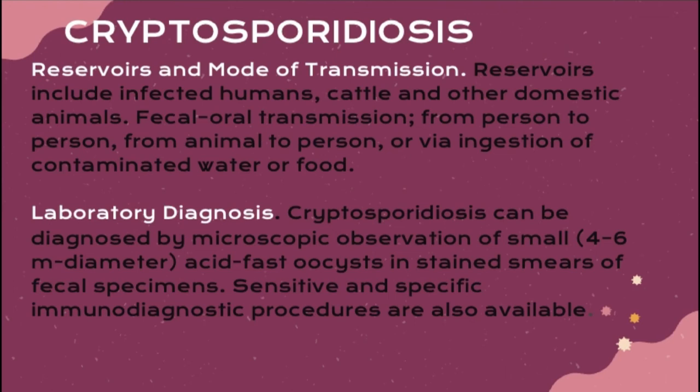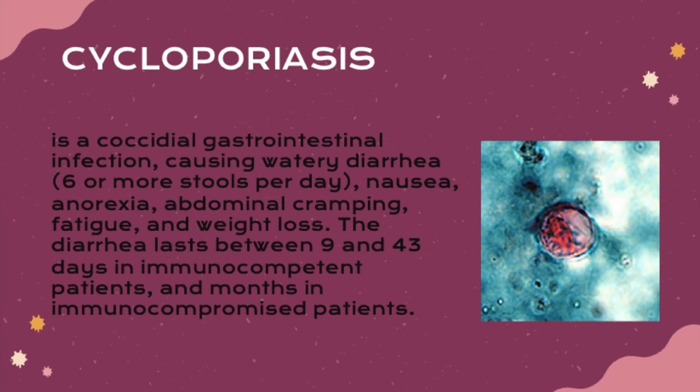Laboratory diagnosis: it can be diagnosed by microscopic observation of acid-fast oocysts in stained smears of fecal specimens. Sensitive and specific immunodiagnostic procedures are also available. It is a test to detect antibodies and parasite antigens. Then we have cyclosporiasis. It is a coccidial gastrointestinal infection causing watery diarrhea, 6 or more stools per day, nausea, anorexia, abdominal cramping, fatigue, and weight loss.